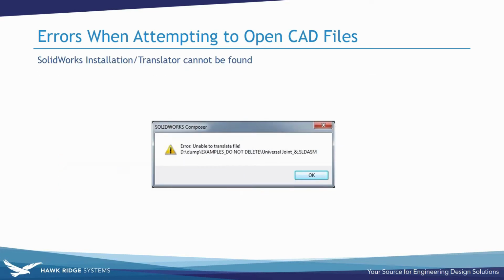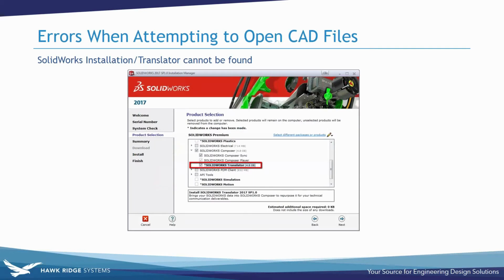As Composer is a standalone product and does not require SOLIDWORKS to run, many users install Composer and are given the error "unable to translate file" when attempting to open a SOLIDWORKS file. While SOLIDWORKS is not required to run Composer, the SOLIDWORKS Translator is required to open SOLIDWORKS files. The SOLIDWORKS Translator can be installed through the SOLIDWORKS Installation Manager.